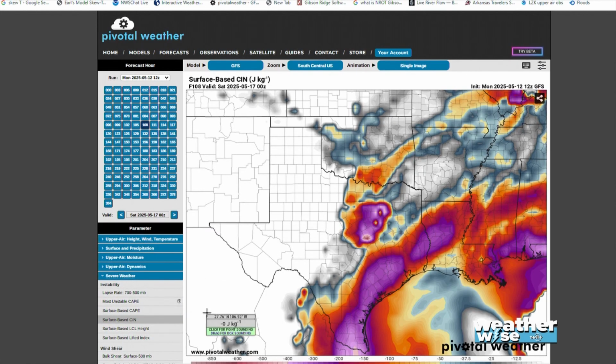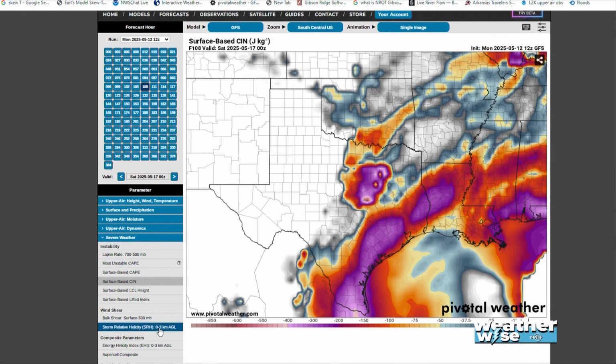Let's see if we have any what's known as SIN, and that is basically how we describe a lid on the atmosphere. And we really don't have a lid across central Arkansas, but there is some SIN into northeast Arkansas.